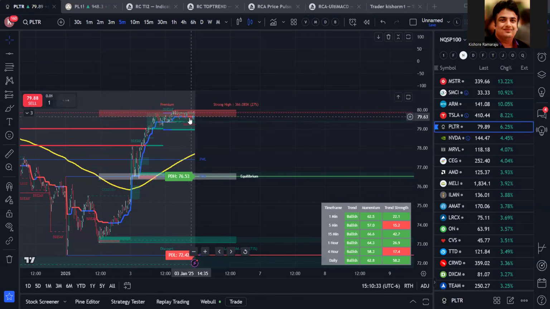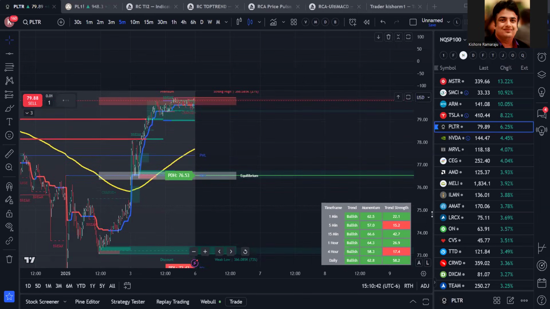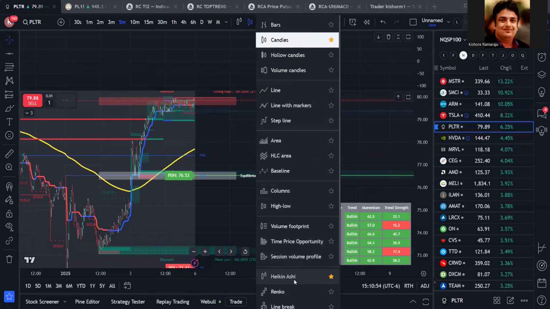So now for PLTR, we are at a premium zone. That means there might be a drop tomorrow on PLTR. One thing you need to make sure of when you are using Price Pulse is that you are on the normal candles. You should not be on Heikin Ashi candles. You need to select the normal candlestick.